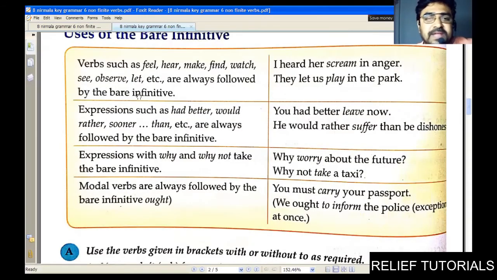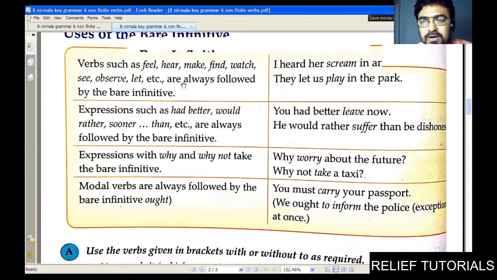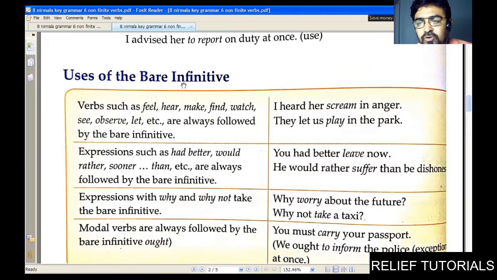When you use verbs like feel, hear, make, find, watch, see, observe, let, a number of verbs are there, better you explore it, they are always followed by the bare infinitive. For example, I heard her scream. I heard her to scream is not correct. I heard her scream. Scream is a bare infinitive. Heard is a finite verb. And let us play. Let is followed by bare infinitive, as you already saw earlier. So they both are non-finite verbs, and here they are working as infinitives, but bare infinitives.